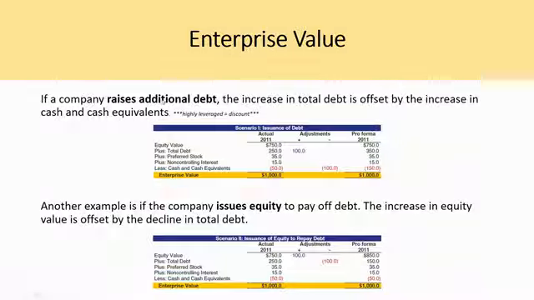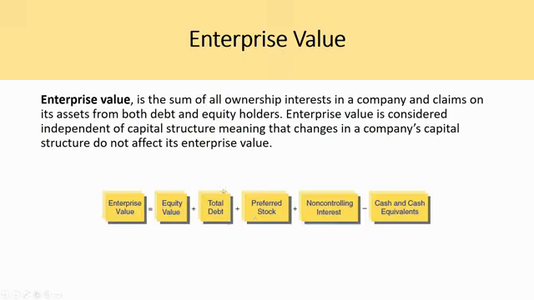So let's look at that unbiased nature. If a company raises additional debt, the increase in total debt is offset by an increase in cash and equivalents. Say, for example, you add debt; that increase in debt will be offset by the cash proceeds that originate from that new debt, right? So they would offset each other, and therefore enterprise value would remain the same.